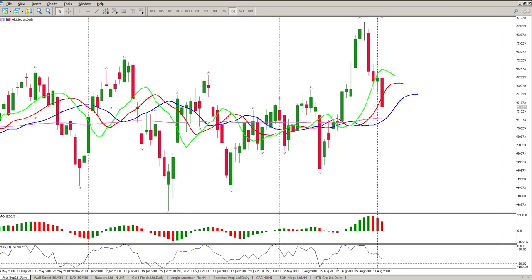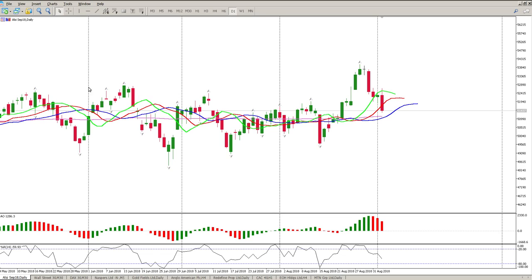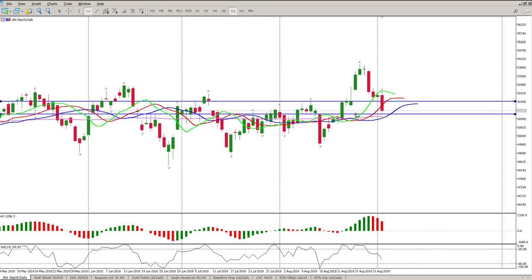Good morning, traders. So how do we trade the Aussie today? Yesterday was quite chaotic with South Africa going into a recession, so there was a bit of panic selling associated with that. And what I want to do here is just get these levels in.